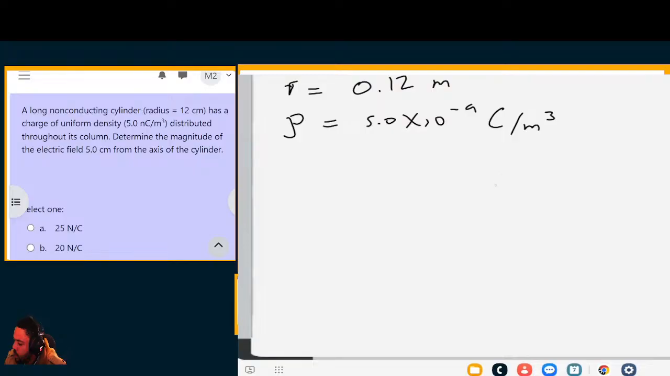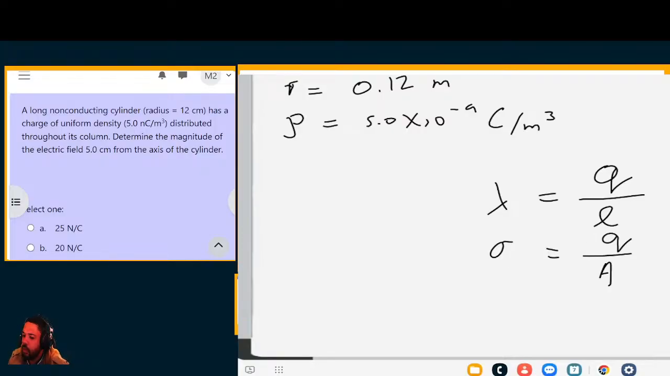Let me just write down. Linear charge distribution is this. You know what linear charge distribution is. It's just the charge divided by some sort of length. Area charge distribution is equal to a charge divided by some area, meaning like a sheet. It needs to be a two-dimensional object. And then volume charge distribution, rho, is equal to some charge distributed throughout a volume.